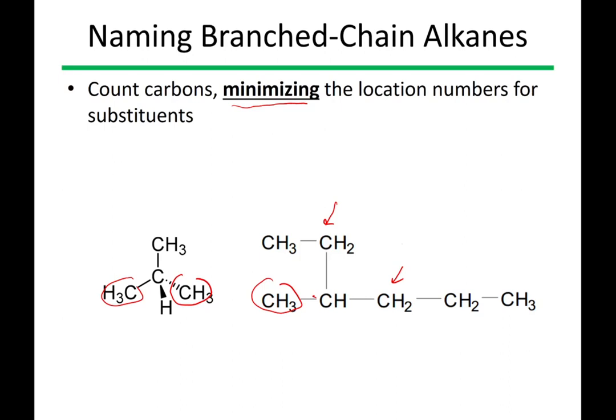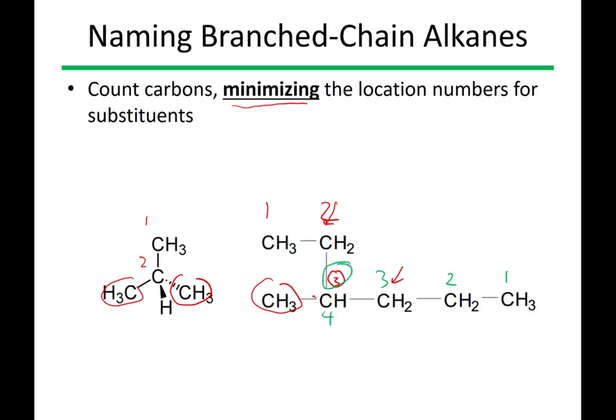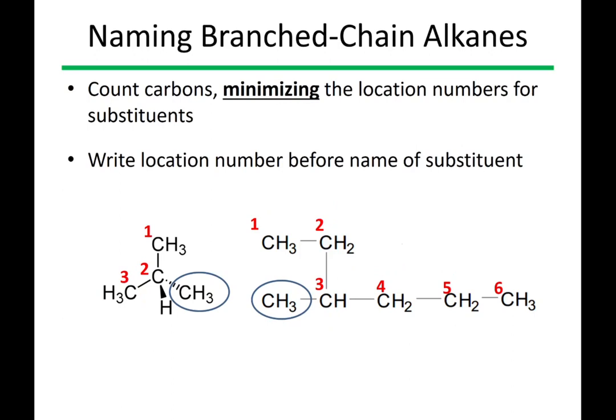So in this case, here we're starting with 1, 2, so this would be at the 2 position. That's really the only option in this case. For the longer hydrocarbon, we would start here, 1, 2, 3. So the 3 position, and we can double check to make sure that's the shortest. If we count this direction, we get 1, 2, 3, 4. So 3 is going to be our shortest one for counting for the longer chain. And then we'll write the location number before the name of the substituent when we're naming the compound.